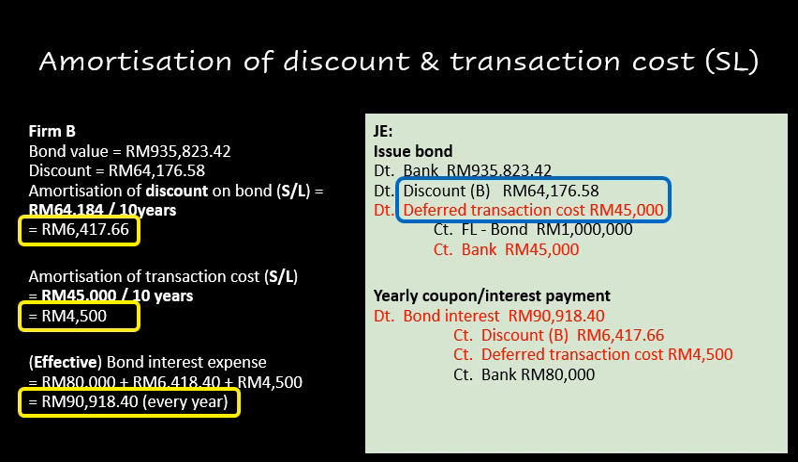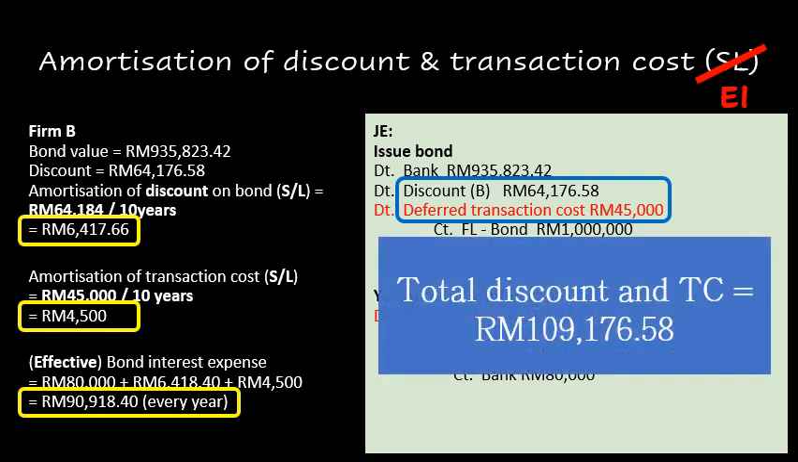Now, using the same example, bond issued at discount for Firm B, I want to show you how to amortize both discount and deferred transaction costs using effective interest. So we know that the total amounts of discount and deferred transaction costs is 109,176 ringgit 58 cent, and this amount is used to calculate the bond value.